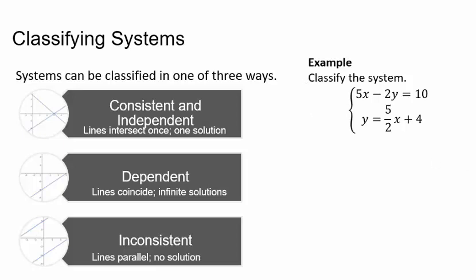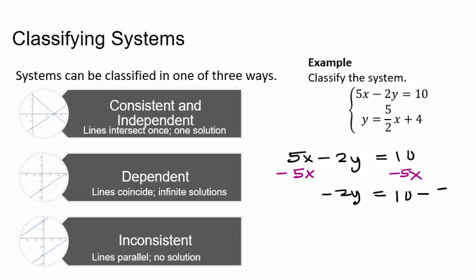So we're given this system of equations and we want to classify the system. It would help if both equations are written in the same form. So I will just transform this first equation to slope-intercept form. To do that, I'd first subtract 5x from both sides, and that's negative 2y equals 10 minus 5x.